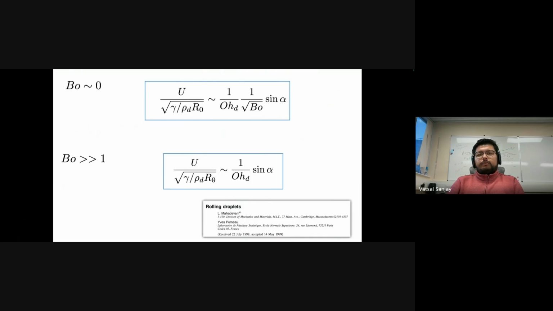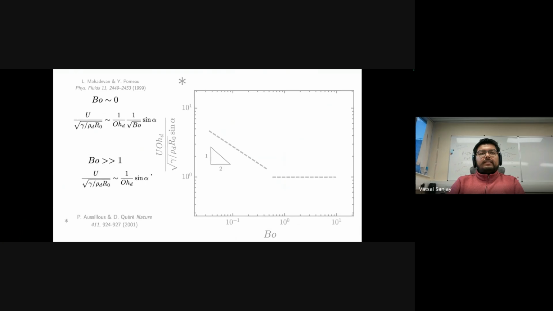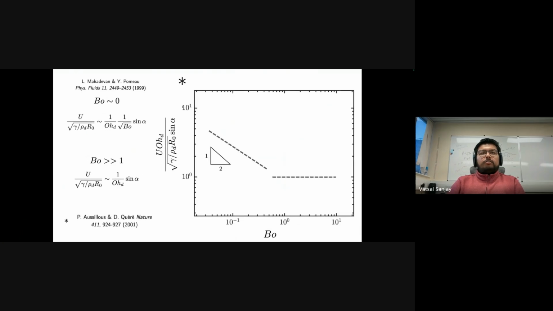I urge you to look into this paper by Mahadevan and Pomeau for more details of this process. And we can probe this scaling by plotting on the y-axis the velocity normalized by the scale, except the Bond number. Everything else, we have the Ohnesorge number, the sine alpha, and so on. And then we can plot this as a function of Bond. If these two scalings are correct, then we expect that in the limit of Bond going to 0, we should have a scaling which is 1 over square root Bond. Whereas in the limit of Bond going to large values, here we should have a plateau which is independent of the Bond number.